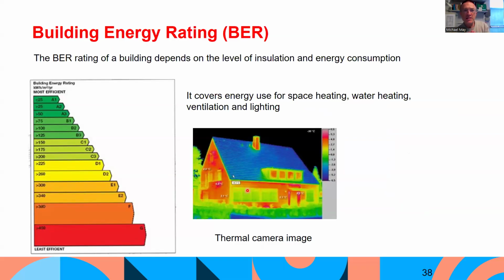Okay, so bringing this together, the building's energy rating of a building depends on the level of insulation and energy consumption. It covers energy use for space heating, water heating, lighting and ventilation. So if you want to sell your home, you need a building's energy rating value. It's a measure of how energy efficient your home is, taking into consideration space heating, water heating, lighting and ventilation, and gives you this overall value, which will give you a BER value on this scale.